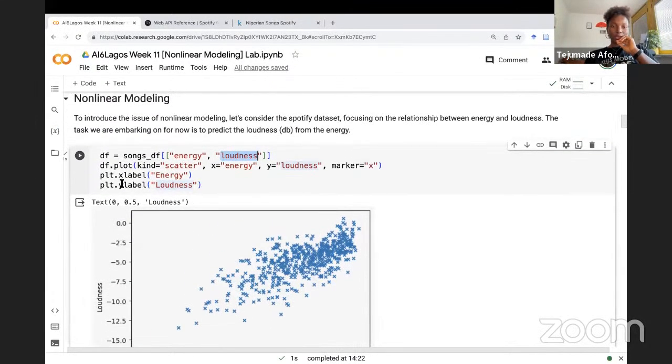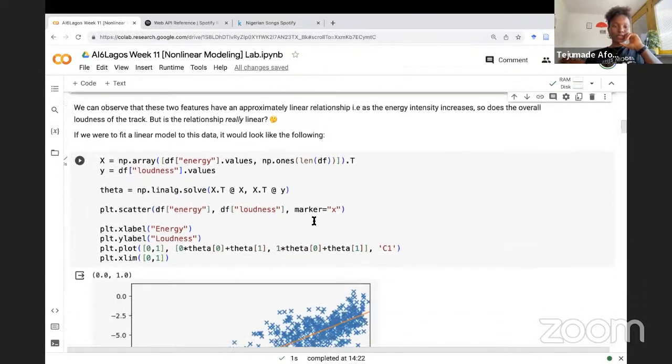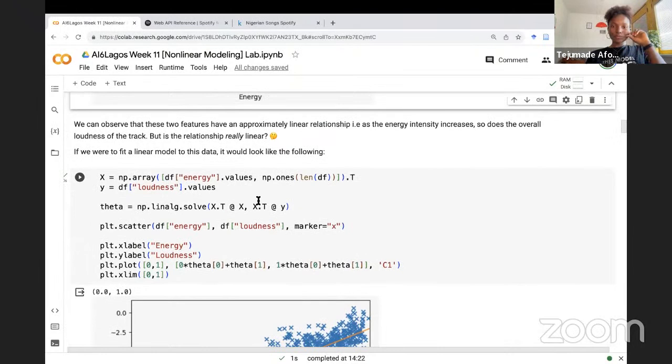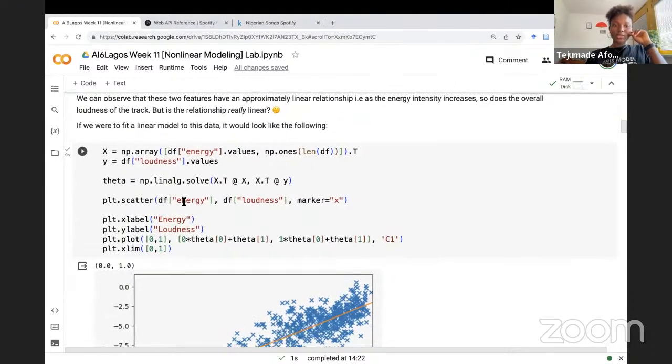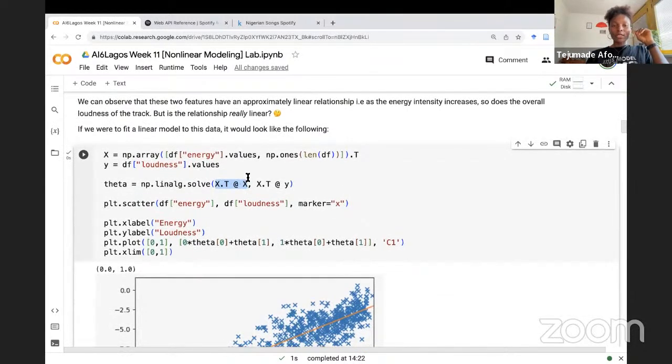So we just have a data frame that only consists of energy and loudness. When we do this, we can plot it, and then we have this relationship. The first thing I did was to try to approximate this using a linear model. And how did I do this? I talked about X transpose X, X transpose Y in class, which I said was the solution to the parameter theta. So now we are just going to use the linear algebra solver to solve this problem.